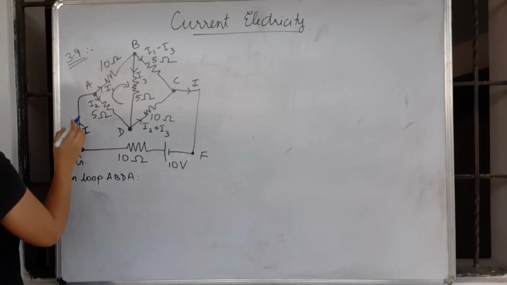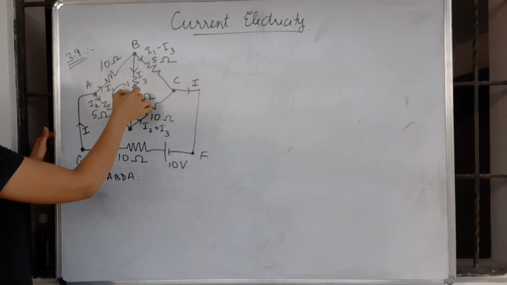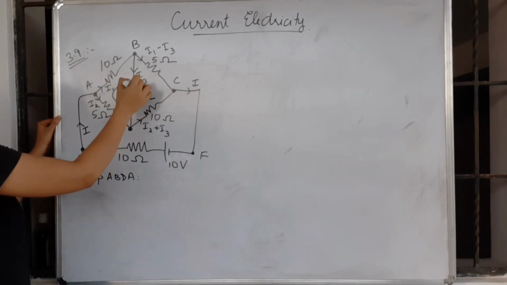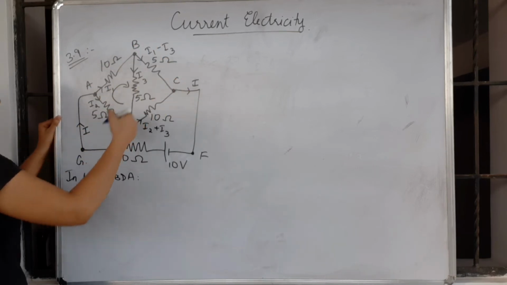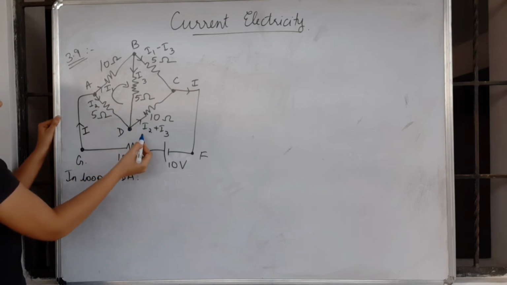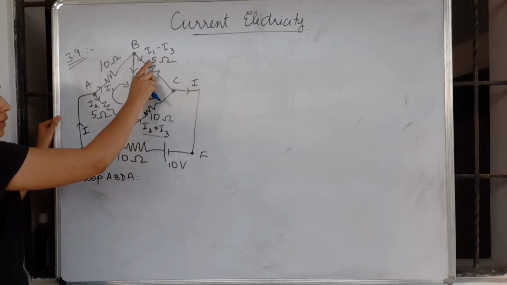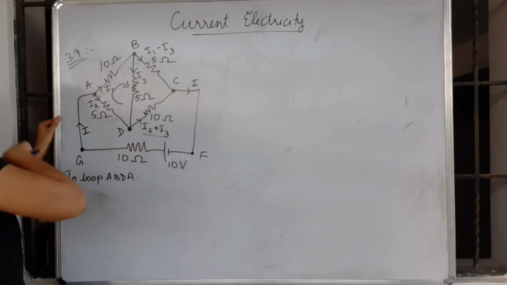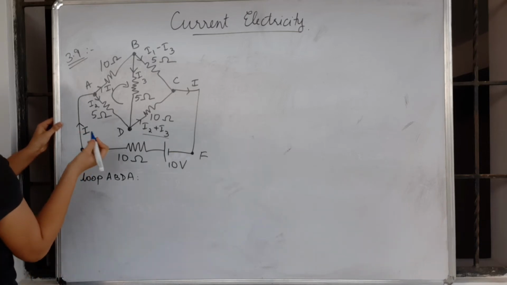Now the current I here first splits as I1 and I2, and then here it splits into BD as I3 and the remaining I1 minus I3 will be flowing in this part. And here the I2 current and I3 current together will come as I2 plus I3, and then I1 minus I3 and I2 plus I3 together will give me back I. Basically I is I1 plus I2.